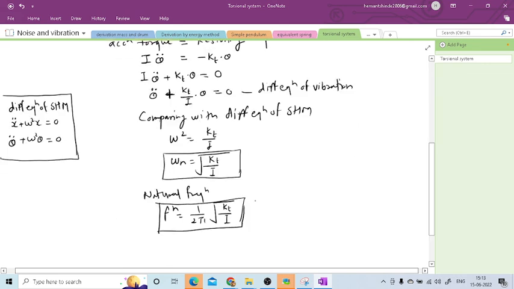For the equilibrium condition, the accelerating torque must be equal to the restoring torque. So this is the accelerating torque, this is the restoring torque. Transfer this term, convert into standard differential form, compare with the differential equation of SHM, and we get the natural frequency of the system. Okay, thank you.